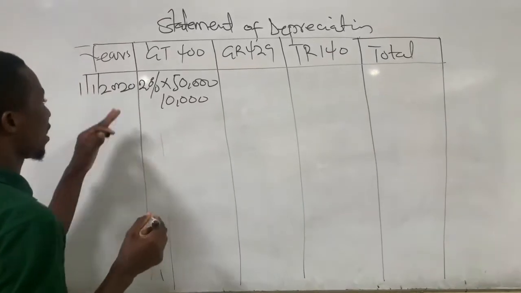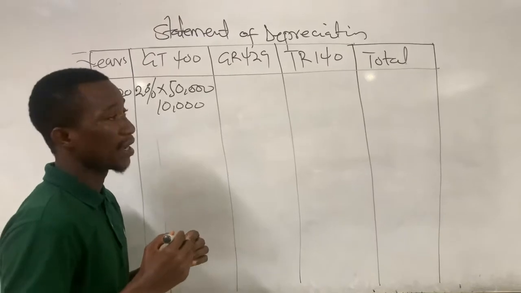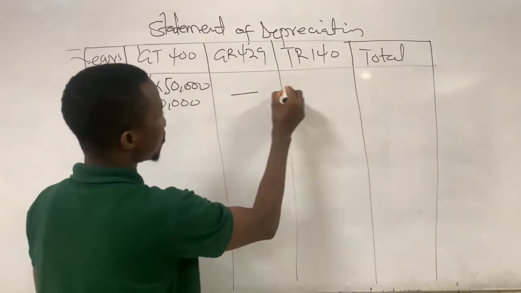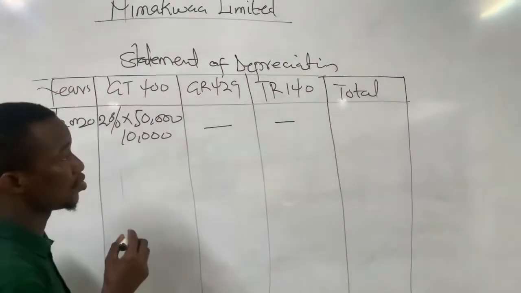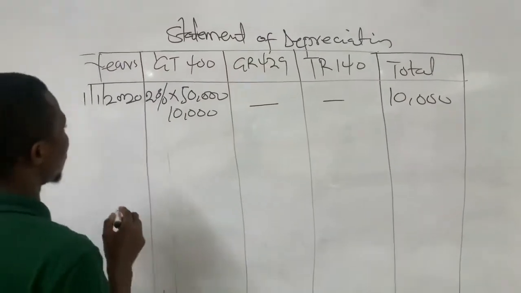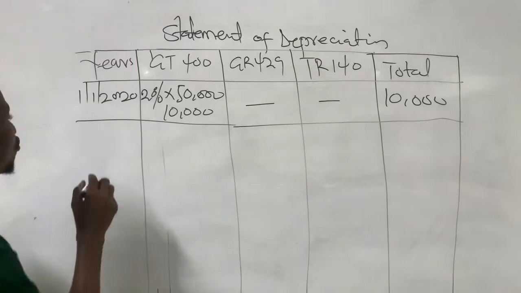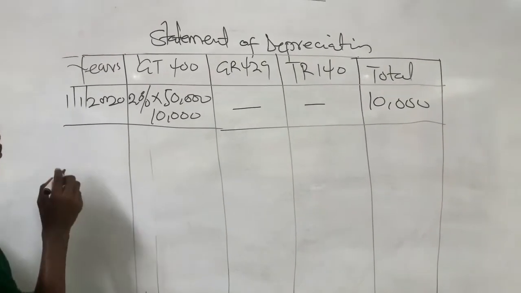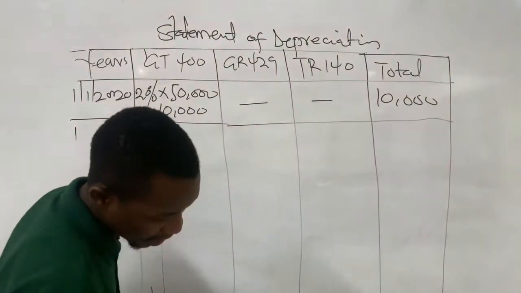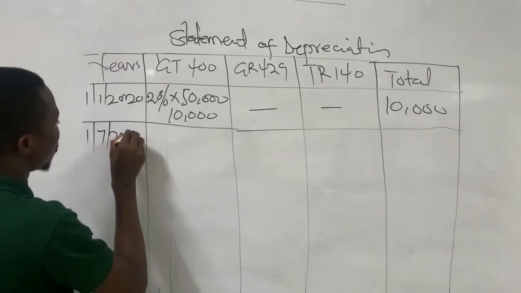Is that okay? And in 2020, we didn't acquire asset JR 429 and the same to TR 140. So there is no depreciation for these two assets in the year 2020. So the total depreciation will give us 10,000. We are done for 2020. So let's move to 2021. Is that okay? So in 2021, that is on 1st July 2021.